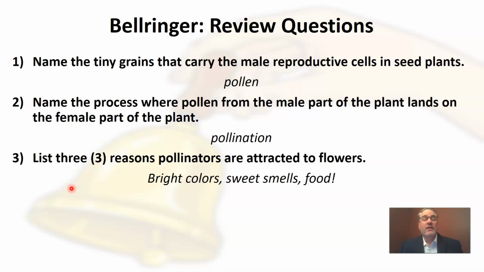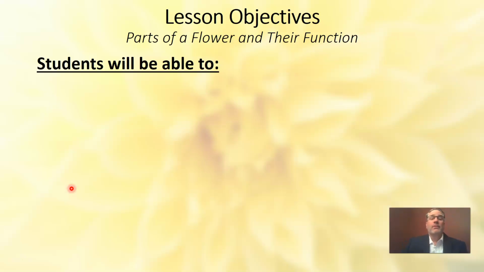The entire intent of the flower being brightly colored and smelling good is to help pollinators find the flowers, but pollinators show up most importantly for food. The pollen and the nectar that are at the flower are important food sources for many insects, which covers most pollinators. Let's take a look at our lesson objectives for today.